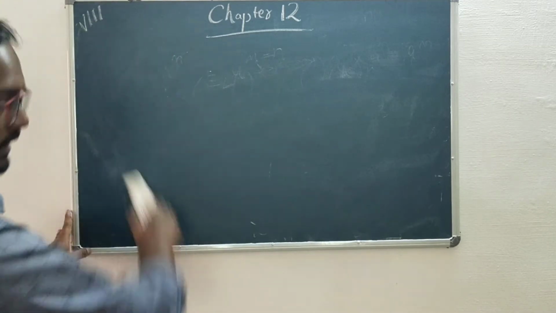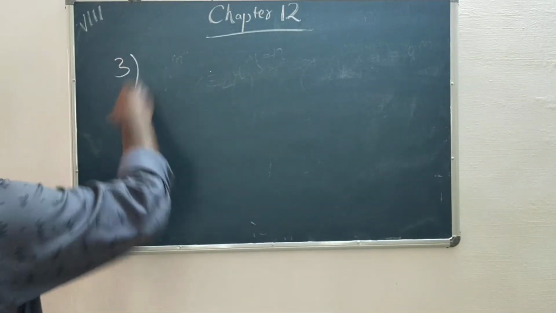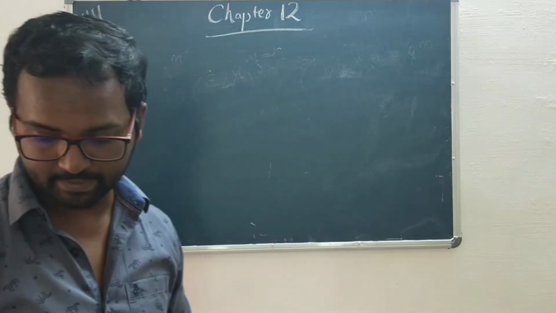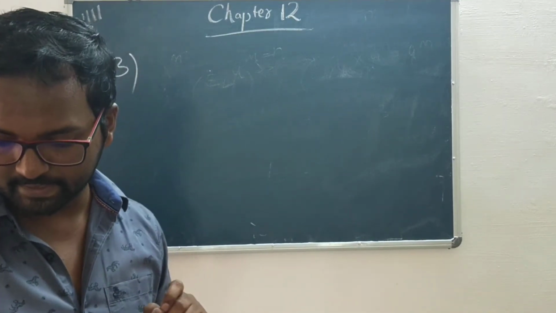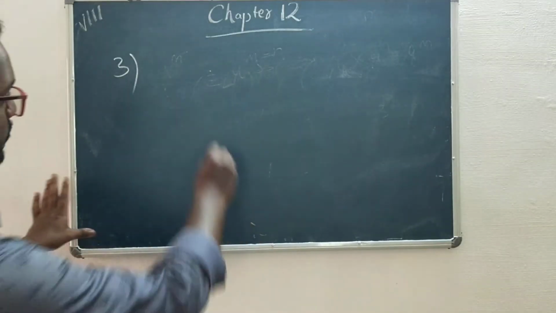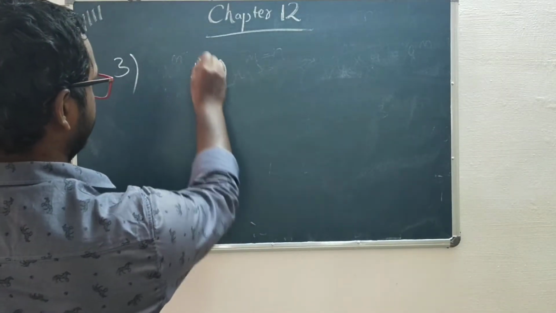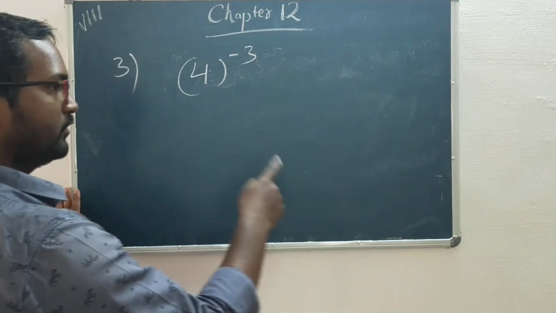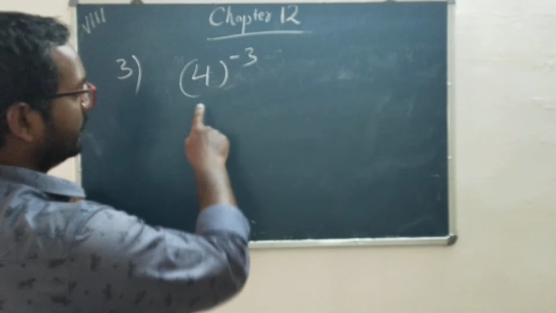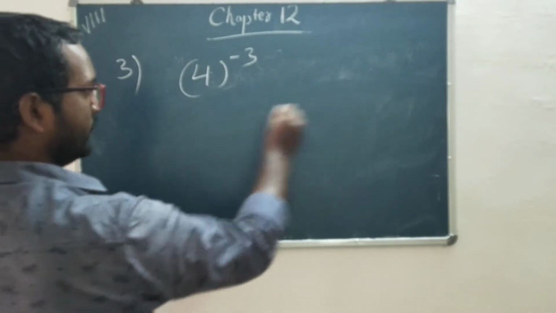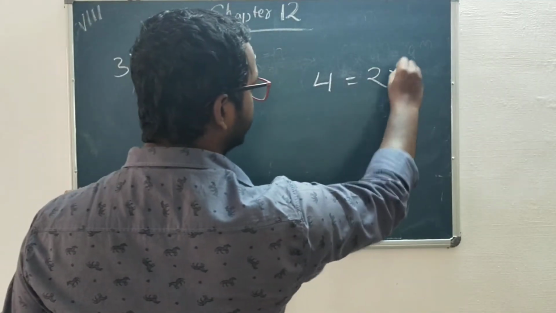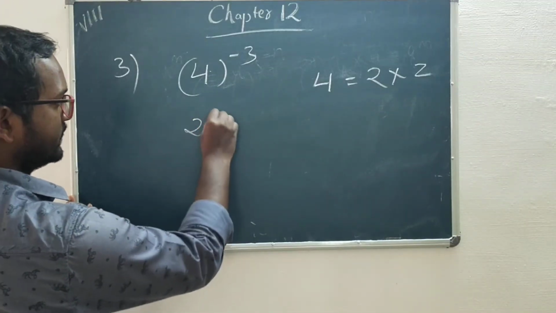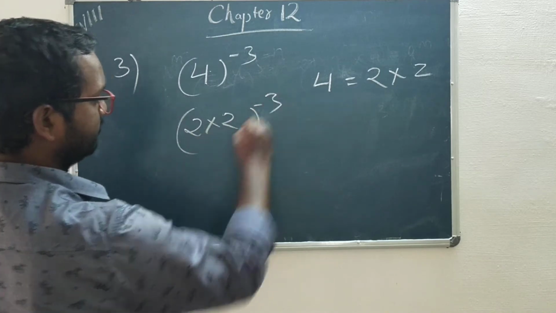So in this question 3, we have to express 4 to the power minus 3 as a power with base 2. So 4 to the power minus 3 has to be expressed in terms of a base with 2. So see, here 4 can be written as how? 4 is 2 into 2. So we can convert 4 as 2 into 2 to the power minus 3.